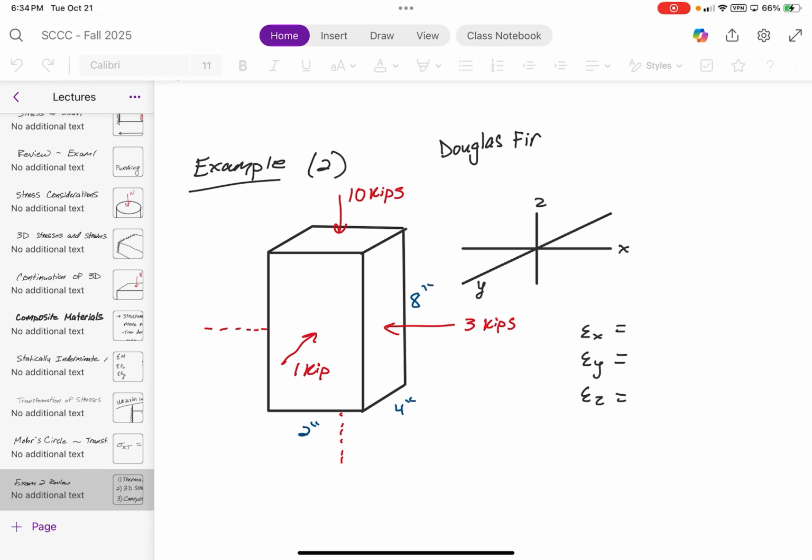So what you're referring to is uniaxial loading, which doesn't apply to this problem because we have 3-dimensional loading. So all 3 stresses are going to contribute to strain.